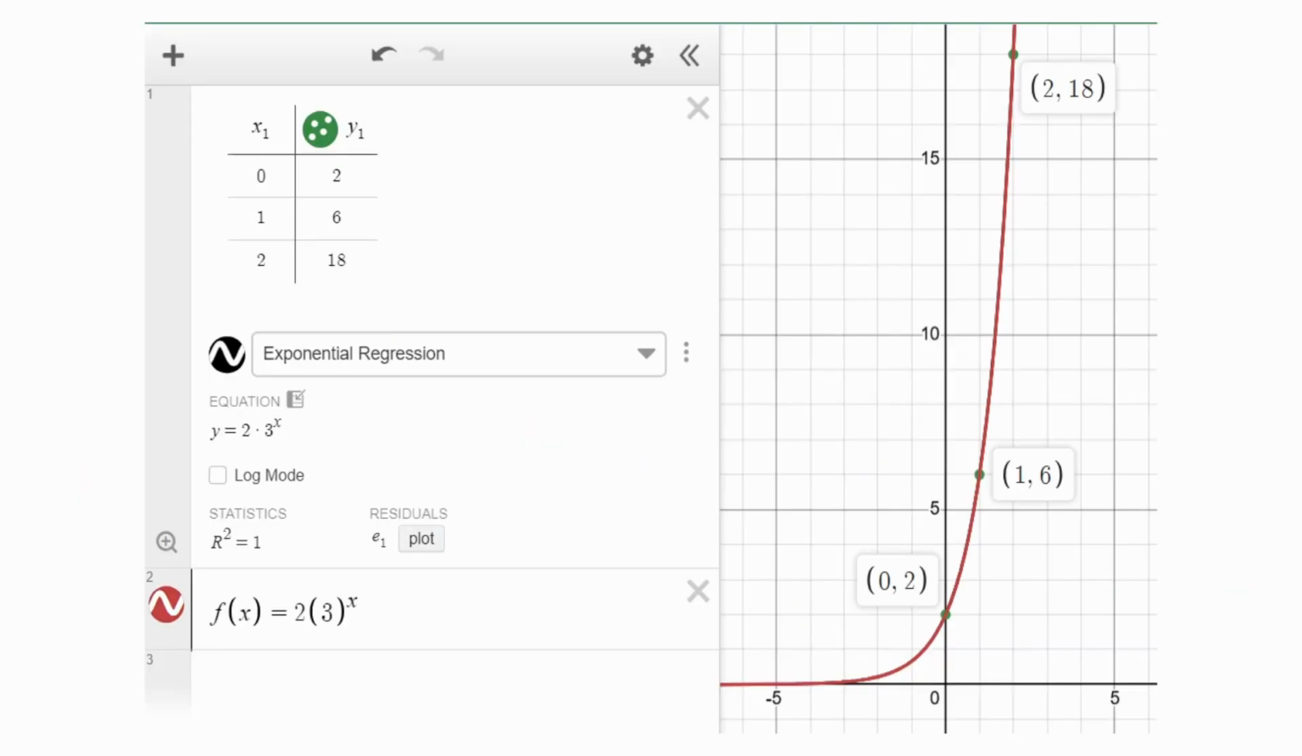And of course, you could do this using regression. Just make sure that you select exponential regression. And I'll go over this in my Desmos video on automatic regression. It regresses it in the form a times b to the x. So if it were a more complicated form, you would have to type it in manually.